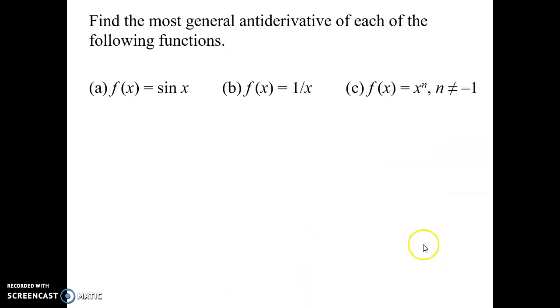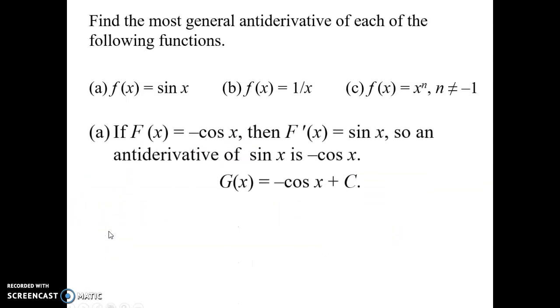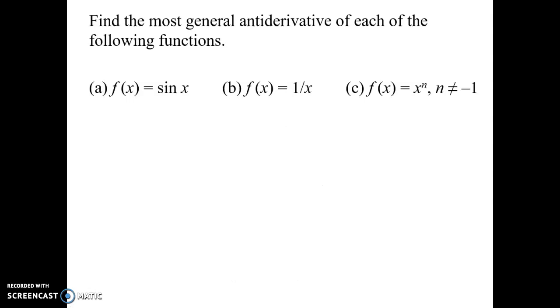So let's stop the video for now. I'll stop this video for now and start our next one, and we'll talk about more general antiderivatives.